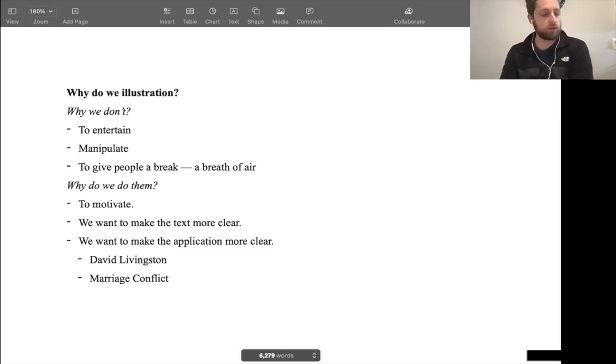I think I asked the question, which of them has more access to God right now? Which of them has more access to God? Neither. Neither has more access to God because both of them, because they're Christians, can come to God through Christ. So that's making an application point more clear. So you can do it to make an explanation point more clear, or to make an application point more clear.